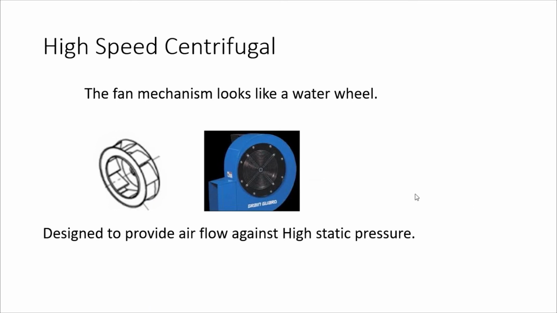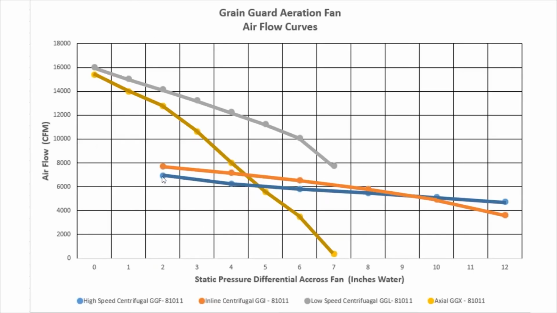This fan is designed to provide airflow against high static pressures, similar to the inline centrifugal. Here I overlay a 10-horse high-speed centrifugal right below the inline centrifugal curve. What jumps out is that the inline centrifugal is the better choice up until about 9 inches of water column. But when you have higher static pressures, going up to 11 inches, 12 inches, the high-speed centrifugal is able to move more air.